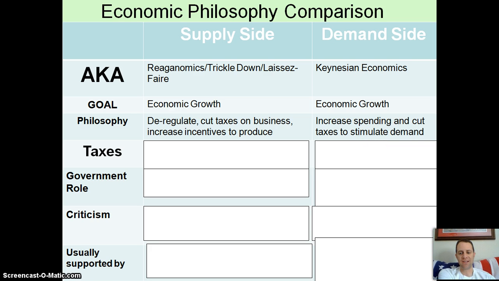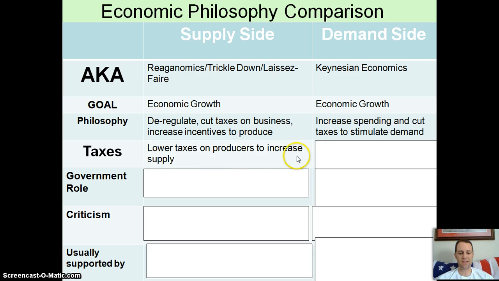So rather than cutting taxes on businesses, the government actually steps in, spends a little bit more money, creates some demand from the government itself for goods and services, and cuts taxes on the middle class and the lower classes so they will have more money to spend and they can then go out and purchase products from the businesses. So both are looking for growth, they just have different viewpoints on how to do it.